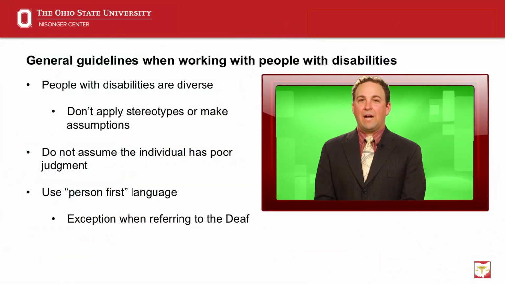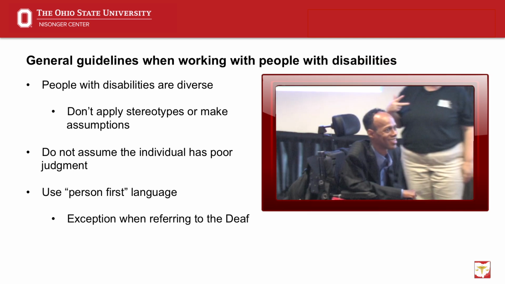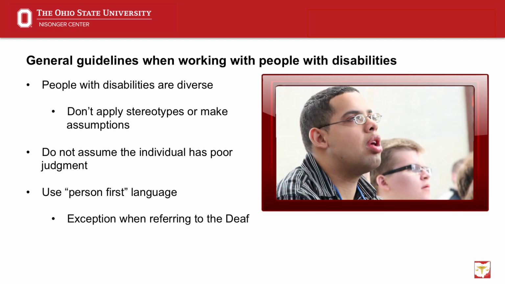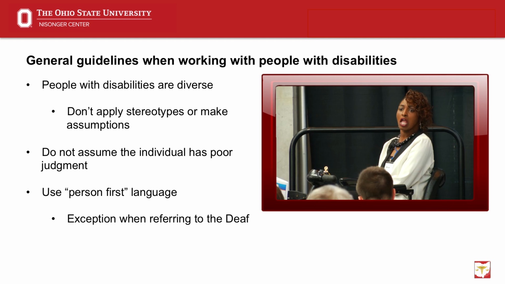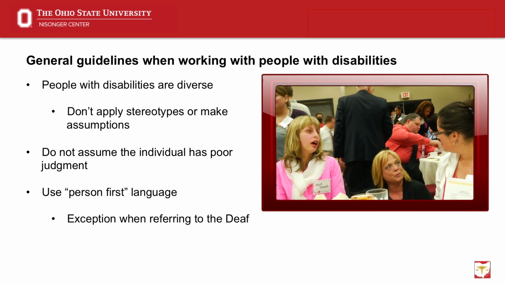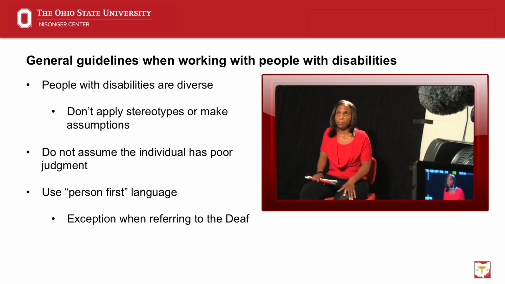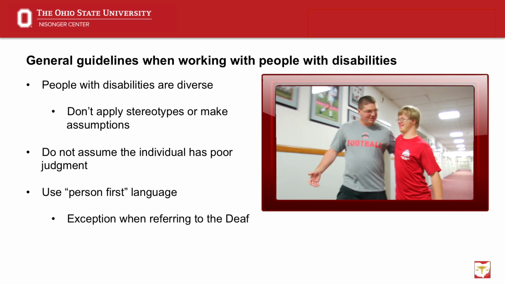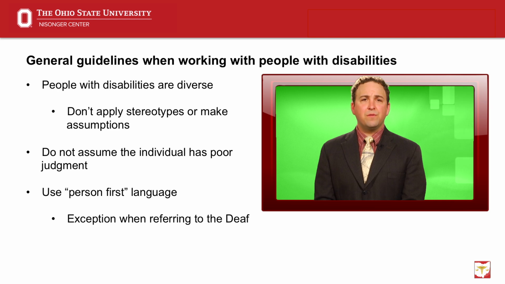Here are a few general guidelines to keep in mind when working with people with disabilities. Recognize that people with disabilities are extremely diverse. Do not apply stereotypes to an individual or make assumptions about a person's abilities. Do not assume that people with disabilities have poor judgment or do not know what is best for them. Use person-first language. Do not label a person by their disability or use negative terminology.